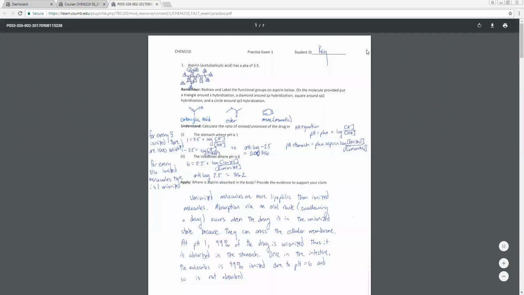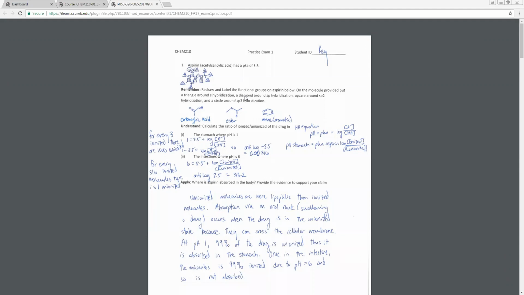Okay, so talking through practice exam 1, we're looking at aspirin, or acetylsalicylic acid. And remember, we're going to look at hybridization. So it says, on the molecule put a triangle around s hybridization. Remember, that's going to be all of our hydrogens.